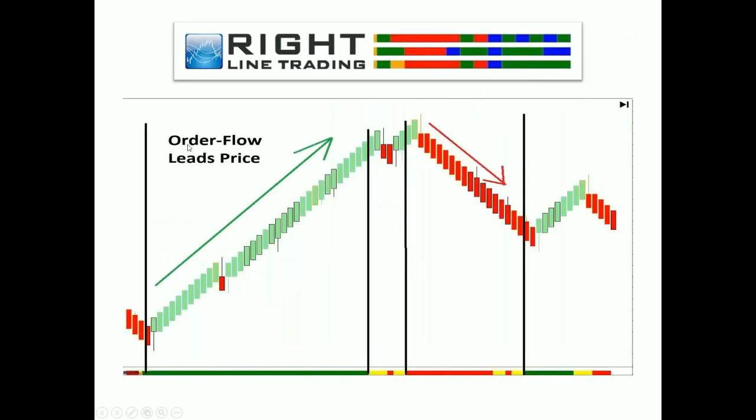Same thing here. Order flow leads price. Order flow changes on a down candle. The next up pivot, up you go. When it's yellow, no trade. When it's red, it's short. Green, it's long.